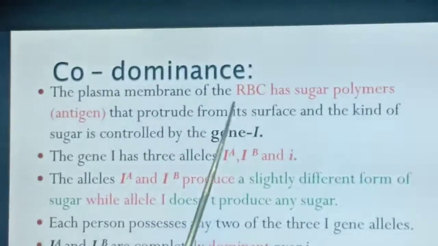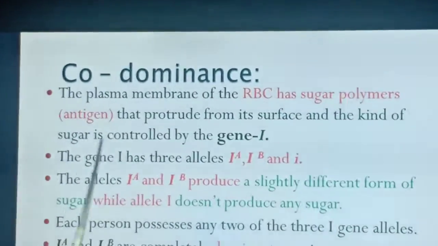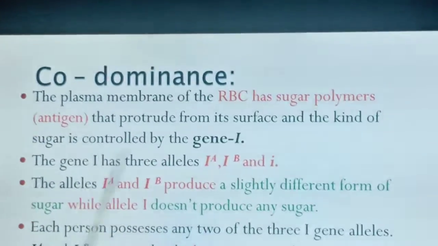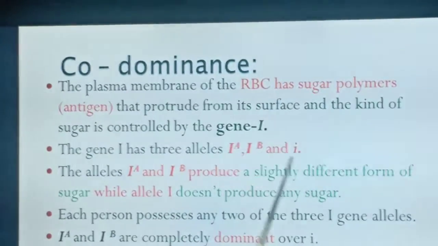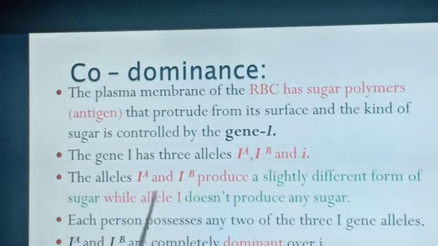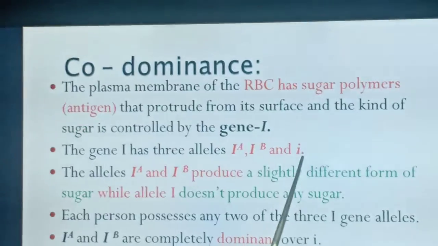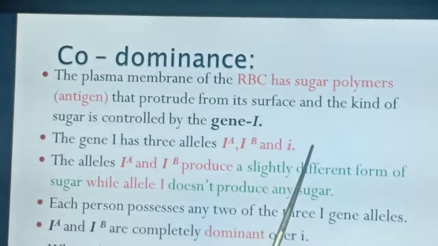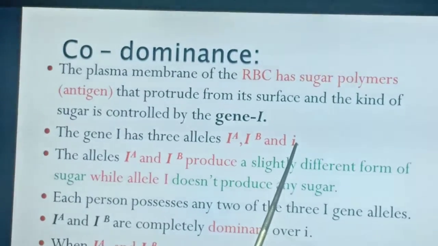So when you see the RBC, they have some polymers, the sugar polymer antigen. It is mainly controlled by the gene I. The I has three alleles: A, B and small i, that is the O group. The A and B behave as dominant, and the small i gene, that is the O group, behaves as recessive.